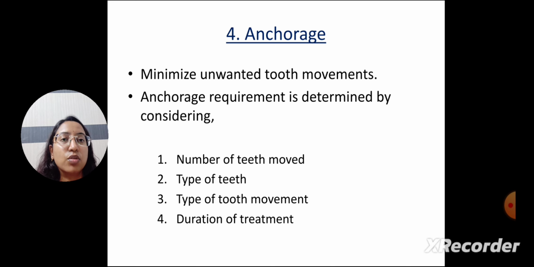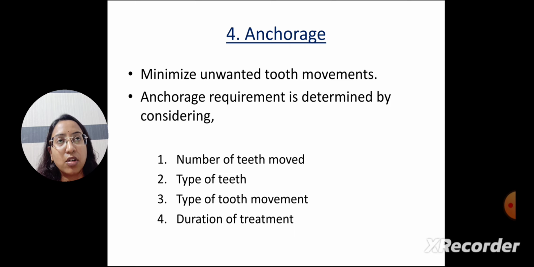Then again, anchorage. So anchorage requirement we have to thoroughly plan, because we don't want any unwanted tooth movement. So these unwanted tooth movements can take up whatever space we have created for correction of the malocclusion. So this anchorage requirement is based again on different factors, like the number of teeth that are moved. More the number of teeth, we need more support. So if the number of anchor teeth that we are using is not sufficient, we can augment the anchorage with help of extraoral appliances, muscular anchorage, or absolute anchorage with help of mini screws.